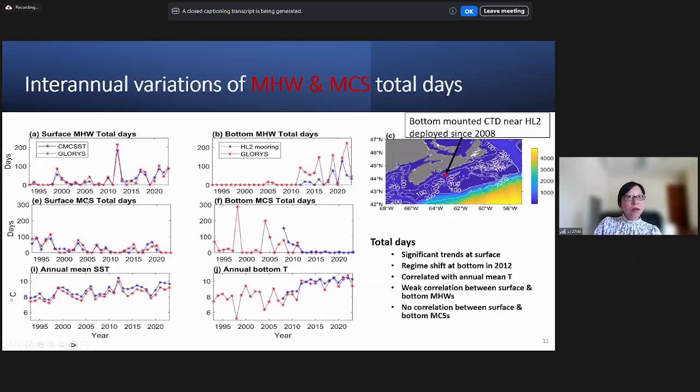And both the surface marine heat waves and cold spells are strongly correlated to the annual mean sea surface temperature shown in this panel here. And the correlation is between 0.8 and 0.9.